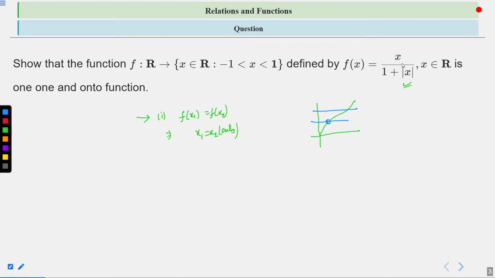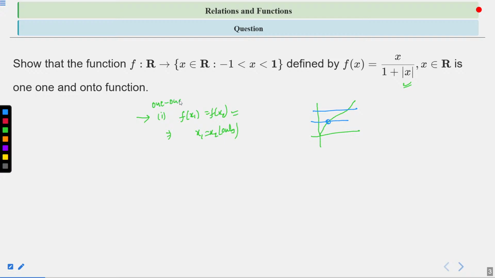Because the graph of x upon 1 plus mod x is not easy to draw. But if we have a function whose graph is easy to draw, we might go with the graphical approach, because if we can easily draw the graph, we can easily say that the function is one-one. But if the graph is not easy to draw, we will go with the analytical approach. So if f of x1 is equal to f of x2, then it must be x1 is equal to x2 only after solving. This condition is for one-one.